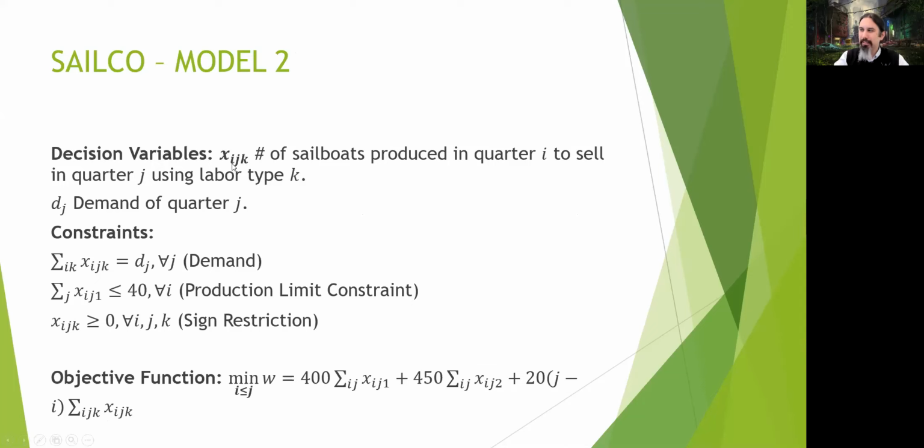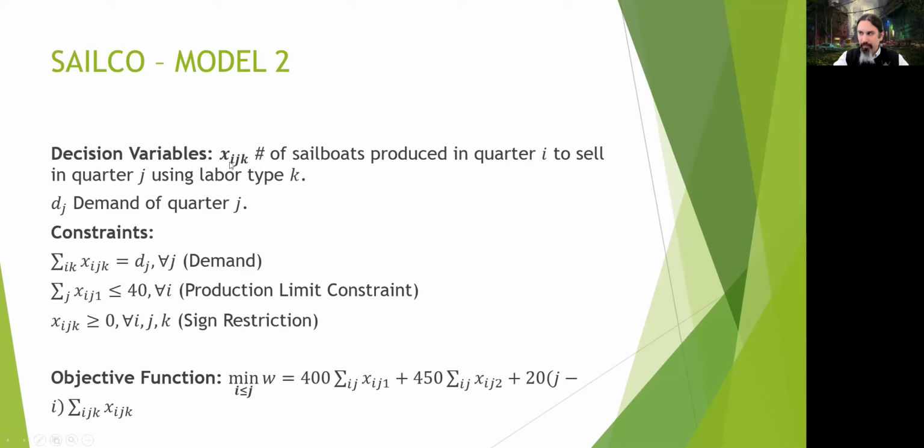For example, if I say I is 1 and J is 2, it means that I'm producing in the first period, I'm keeping it in inventory for one period, and then I'm selling it in the second one. Okay, I is 1, J is 2. If I is 2 and J is 4, it says that I'm producing in the second quarter, second demand time, but I'm going to sell it in the fourth one. I'm keeping it in inventory for 2 periods or something like that.